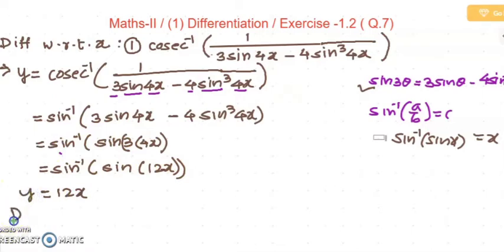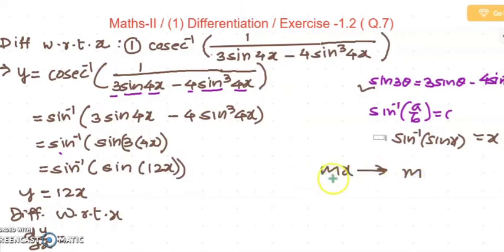Now differentiating this with respect to x, you will get dy by dx is equal to the derivative of 12x. Remember always, the derivative of m into x is m, where m is a constant. So the derivative of 12x is just 12. You don't have to think too much about it. If you have a constant into x, you can differentiate it as equal to that constant. So its derivative is 12. Whichever way you want to remember, you can remember that.